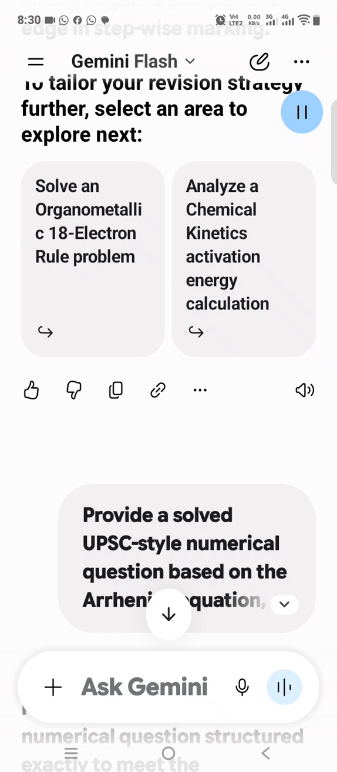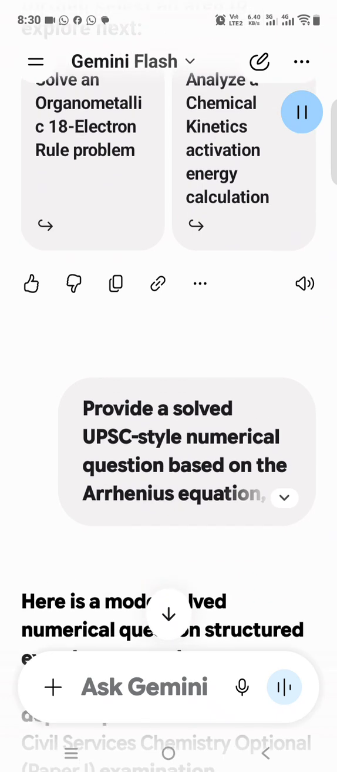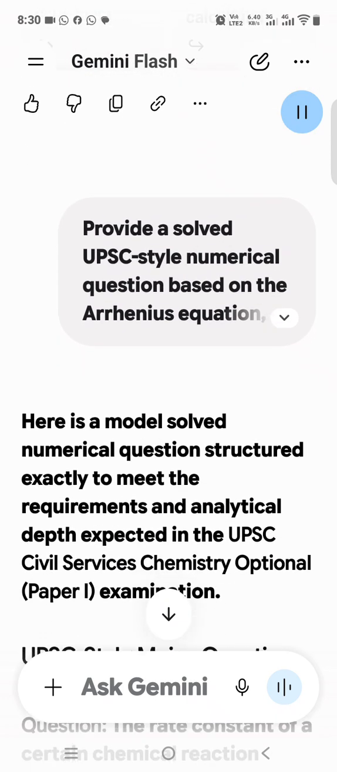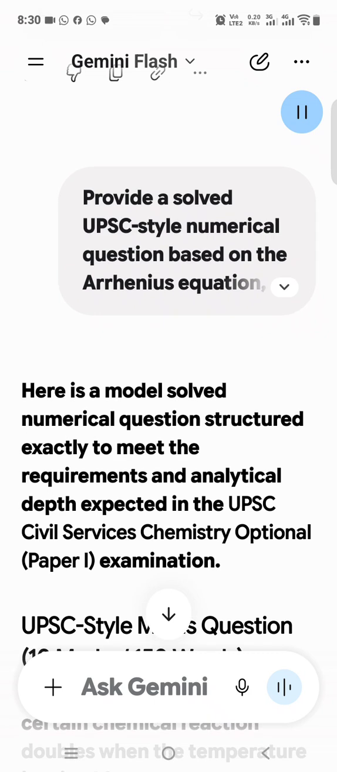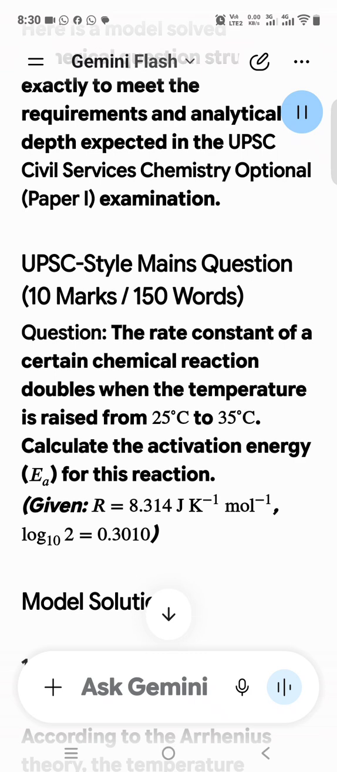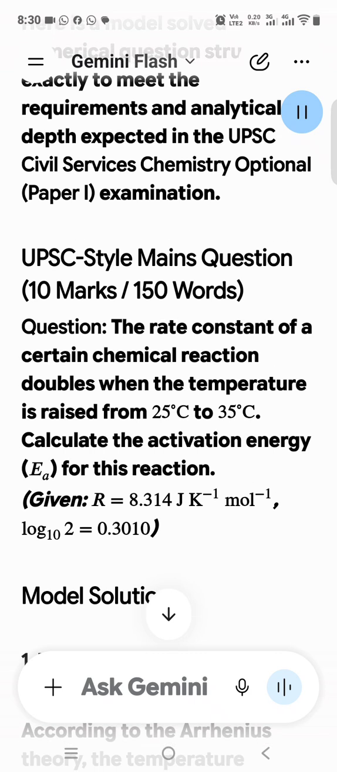Question 2. Physical chemistry, 10 marks, 150 words. Question. At constant pressure, the temperature of a fixed amount of hot tea in a cup decreases spontaneously to room temperature. Predict the algebraic signs of delta H, delta S, and delta G for this process. Give sound thermodynamic reasons in support of your answer. UPSC previous year question. Model answer.